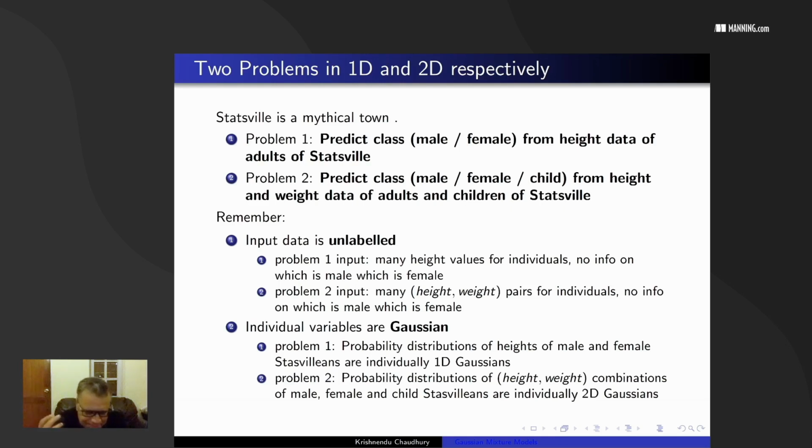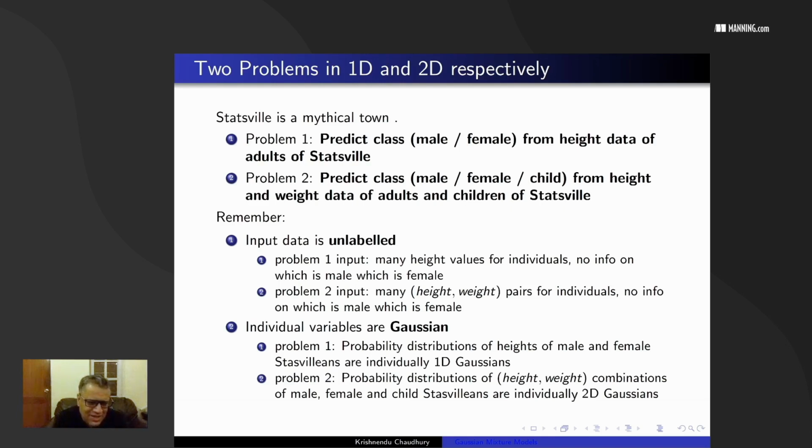that height-weight pair belongs to a male, female, or child. In fact, we are trying to build a machine which, in case of problem one, given a height, would predict whether that height belongs to a male or a female. This is not very realistic because height alone is not a good predictor of gender. But in this simple example, let's go along with that. And in problem two, given a pair of values of height and weight, we will try to predict whether that height-weight combination belongs to a male, female, or a child. Remember once again that the height and height-weight data respectively are unlabeled. That is, we don't know the class to which they belong.